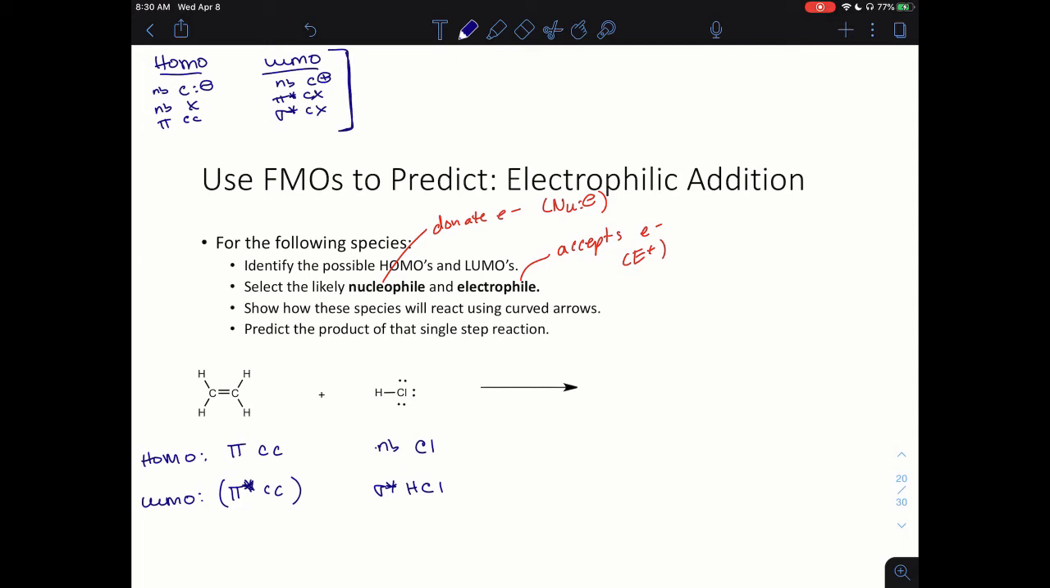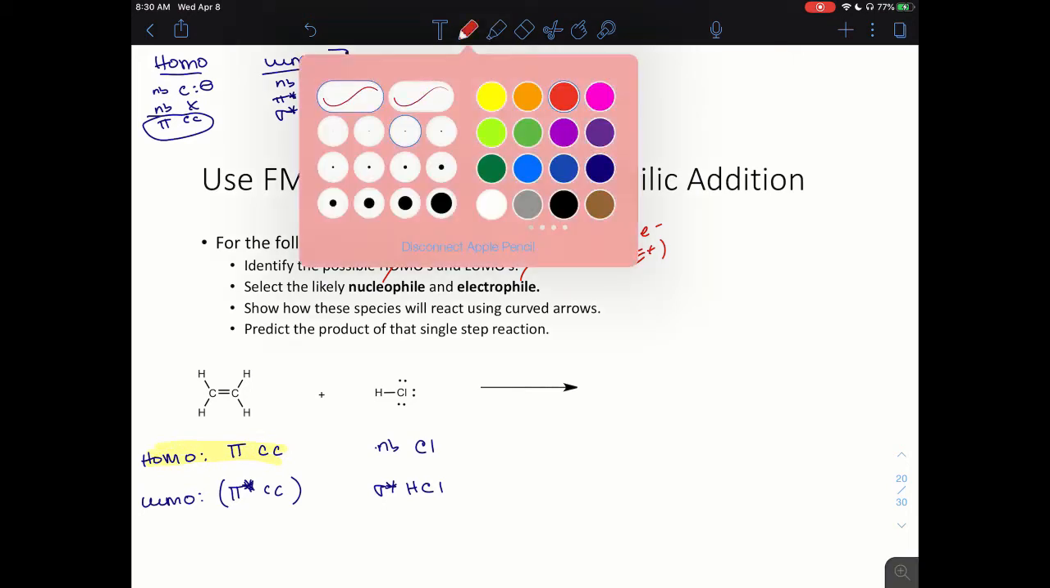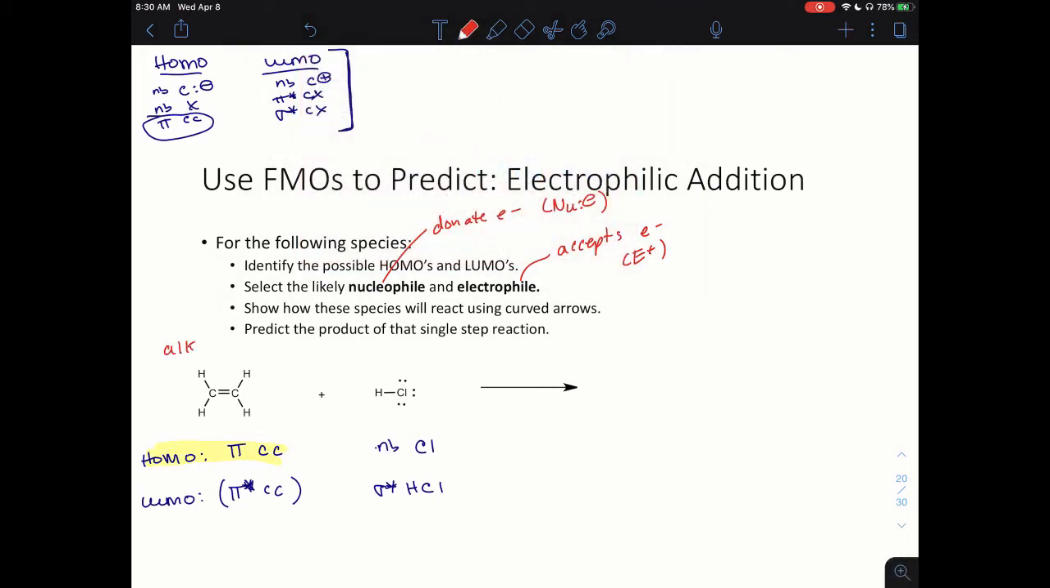So we have said that pi star is not a good acceptor, but pi is. Pi is on the list of potential HOMOs. So I'm going to predict that the alkene here is going to react as a nucleophile. It's going to donate electrons. And that HCl is going to act as the acceptor. It's going to react through its LUMO. All right, so let's do it.